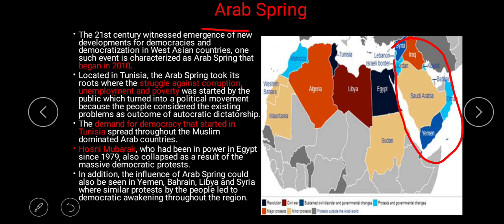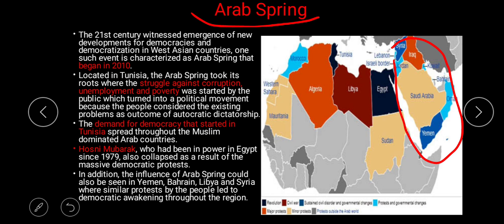Now this Arab Spring. Let me tell you what spring is. Spring means a new beginning, or a new awakening, we can say. With the arrival of spring, like we have a season called spring, what do we experience in our nature? Something new, right? So spring means a kind of awakening. Here Arab Spring or Arab Awakening started in the 21st century, especially from 2010.